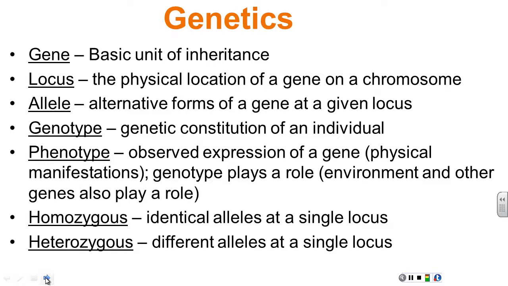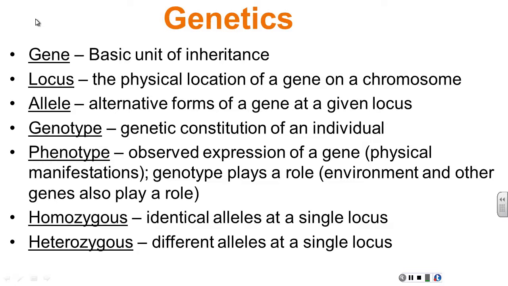Okay, so before we actually start looking at the inheritance, we need to define some terms that we're going to use in the section on genetics. So these will be terms that not only I will use, but Dr. Gardner may use as well. And so I just want to go over what I mean by these terms.